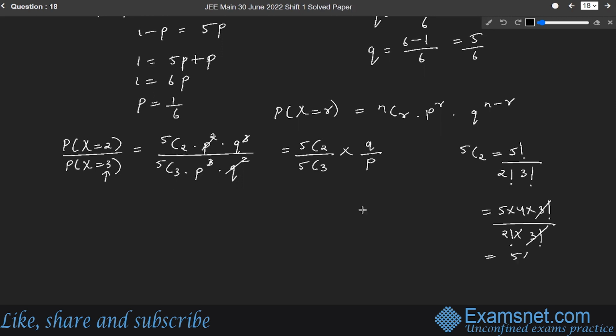So we have 5 into 4 by 2 into 1. Again 2 ones are 2, 2 twos are 4. So it will be 10. So 5C2 is 10. Now talking about 5C3.